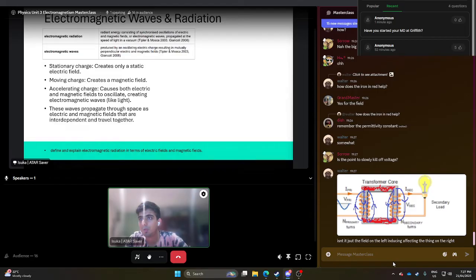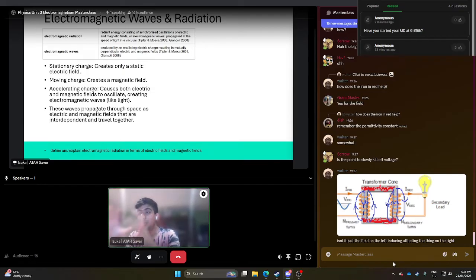So with the question with Walter, isn't it just the field on the left affecting the thing on the right? Correct, yes, that is true. However, the thing on the left is the one with the change in magnetic flux, right? Let's have a world where you didn't have those two red things connecting the iron core. You'd be purely basing it on the electromagnetic change on the first coil inducing a current on the second coil.